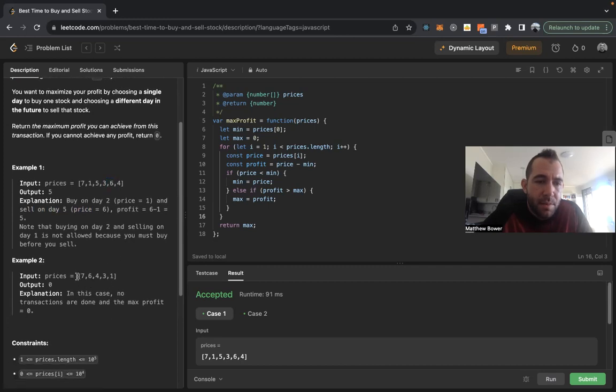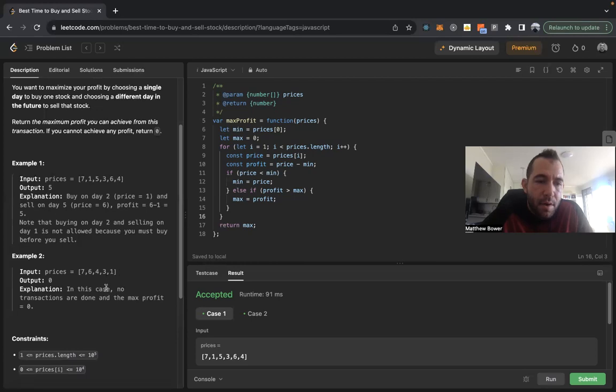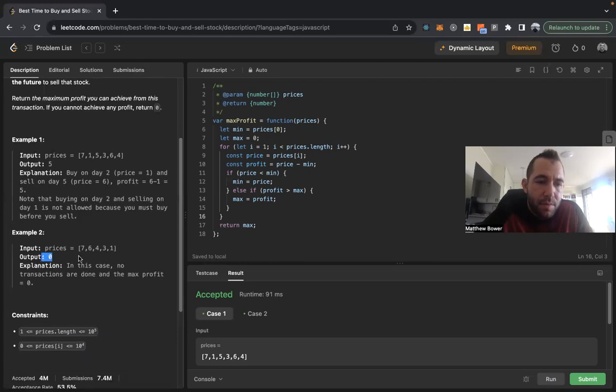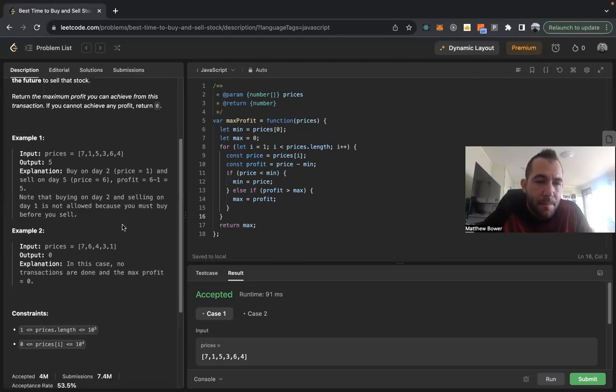So in this example, you wouldn't make any profit because the numbers keep getting lower and lower. So your output is 0 because you have to keep moving forward in the array.